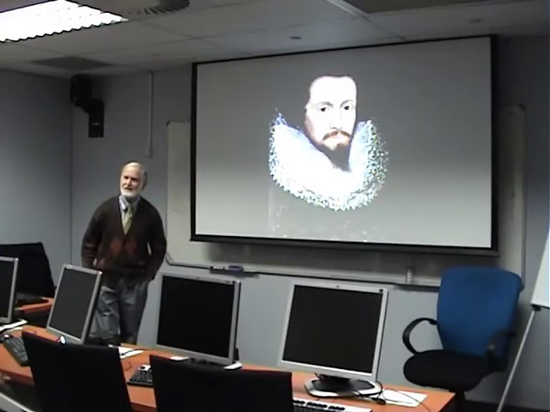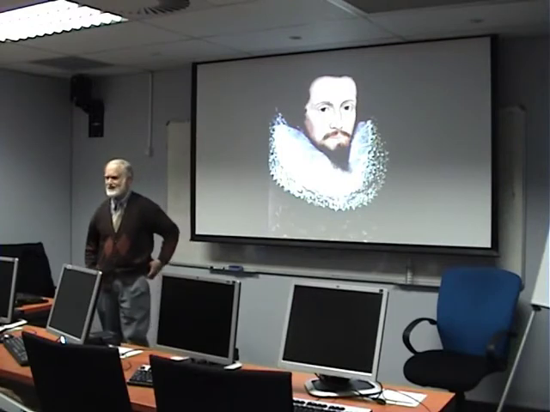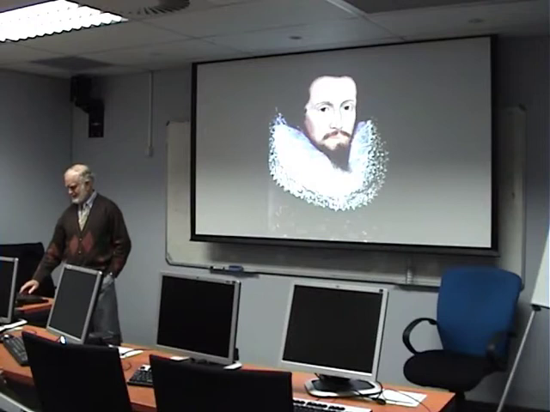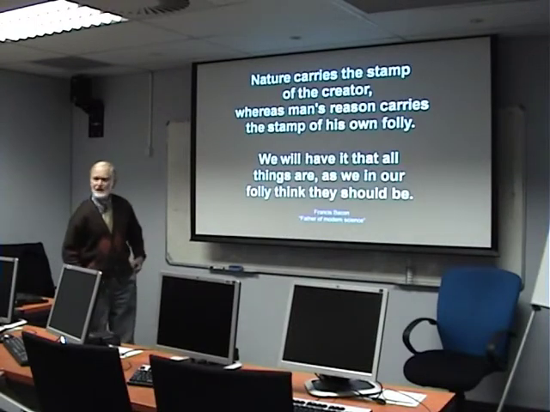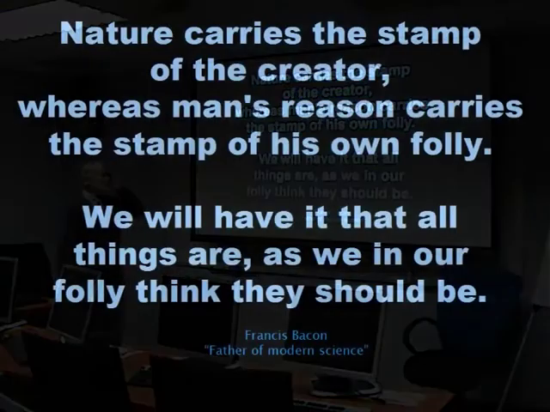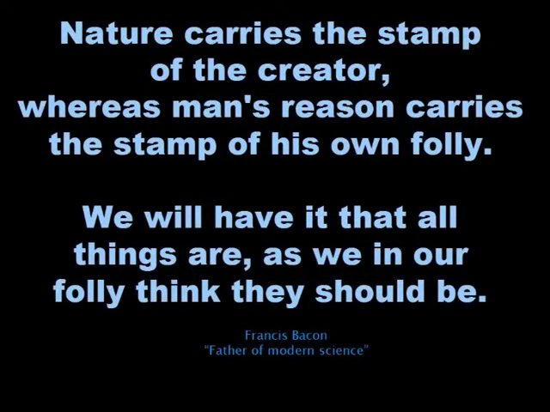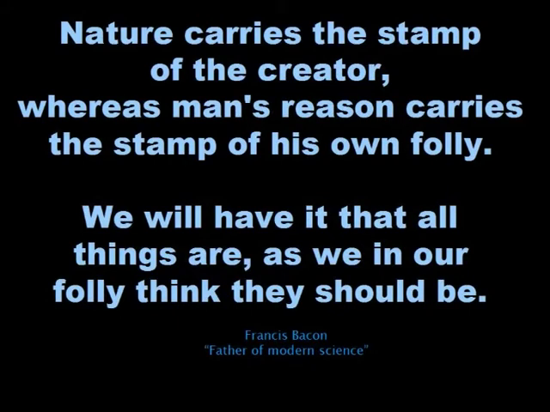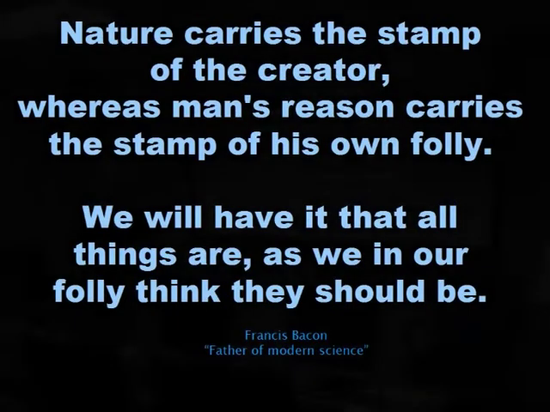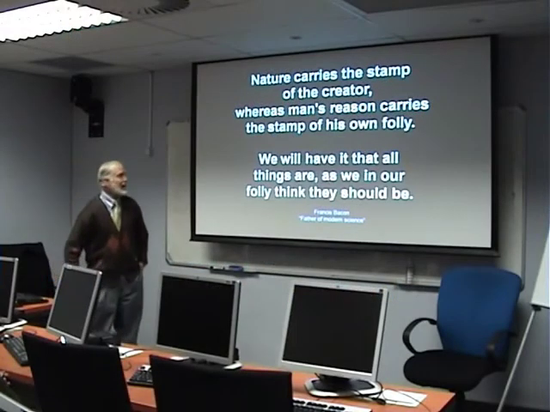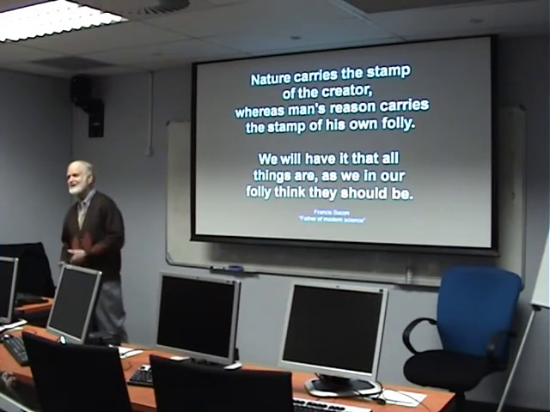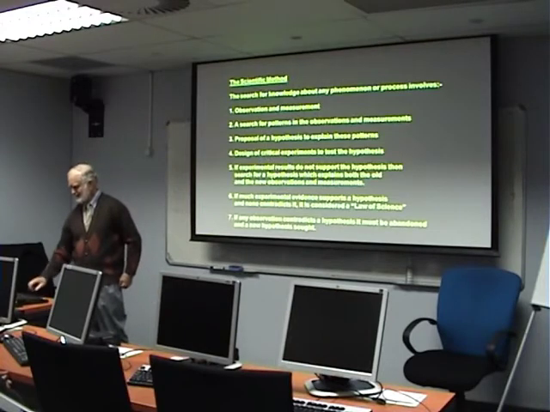The scientific method was put forward by a man called Francis Bacon. And he lived at the time of the Reformation. He proposed the scientific method for this reason. Nature carries the stamp of the Creator, whereas man's reason carries the stamp of his own folly. We will have it that all things are as we in our folly think they should be. And to get over this propensity of man to believe what he thinks is true, he proposed the scientific method.